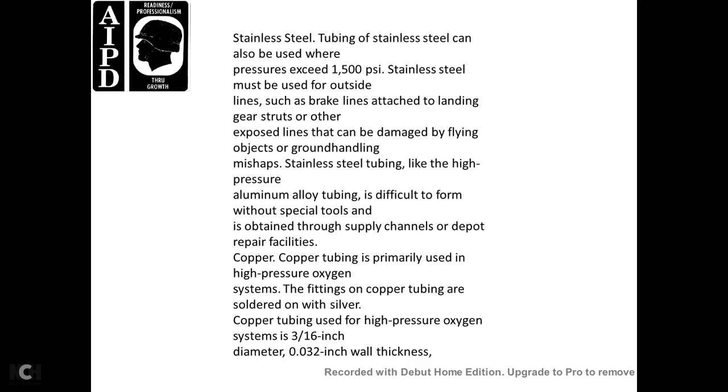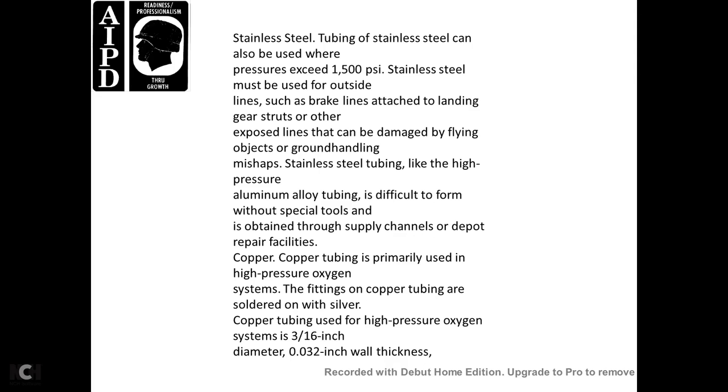Stainless steel. Stainless steel tubing can also be used where the pressure is 1500 psi. Stainless steel must be used for outside lines, such as brake lines attached to the landing gear strut and other exposed lines that can be damaged by flying objects or ground handling mishaps. Stainless tubing, like high pressure aluminum alloy tubing, is difficult to form without special tools, so it is obtained through the supply chain or the depot repair facility.